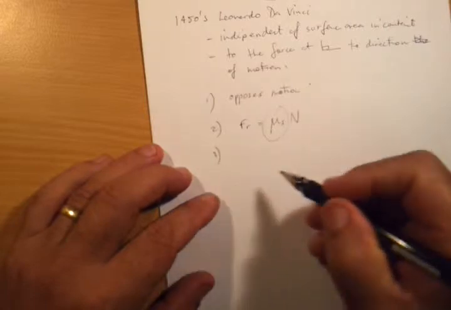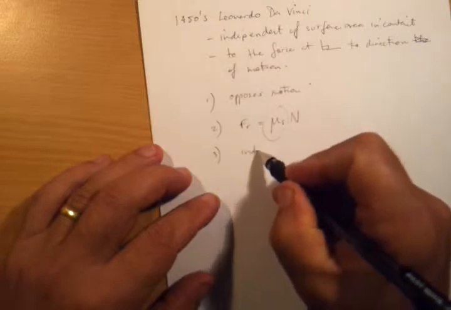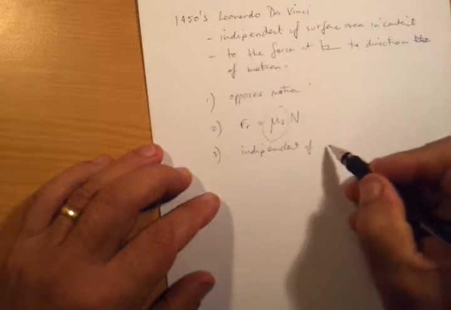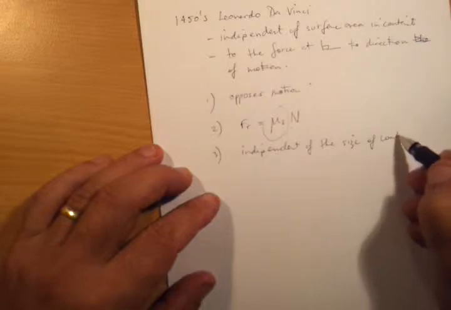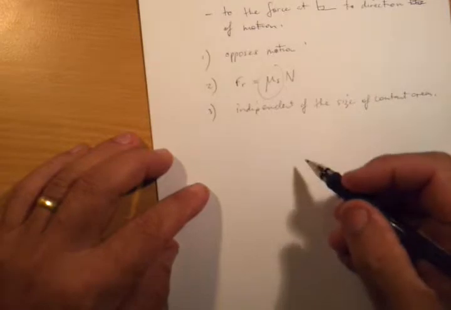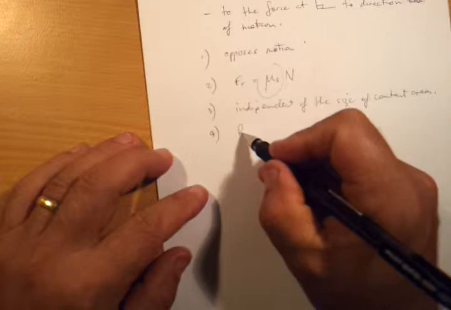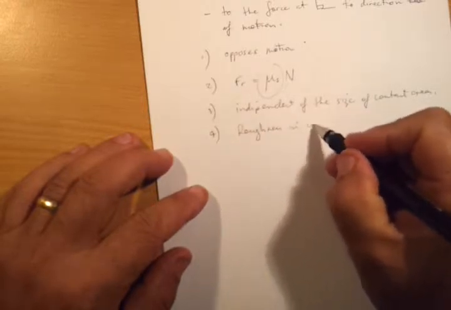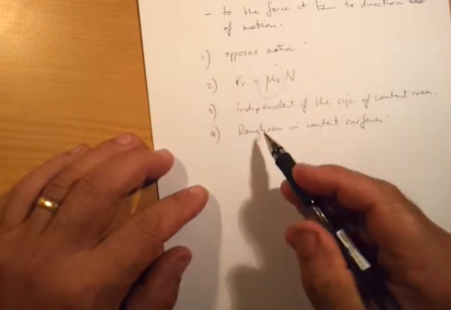The third law is that friction is independent, as Leonardo posited, of the size of the contact areas, and it does depend on the roughness of the surfaces in contact. So they're the 4 laws of friction.